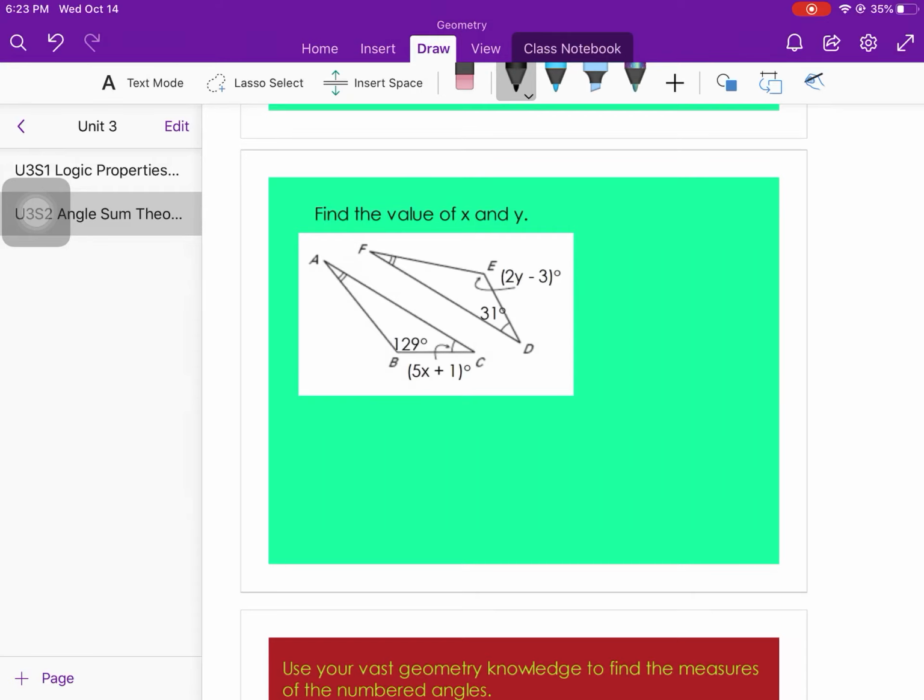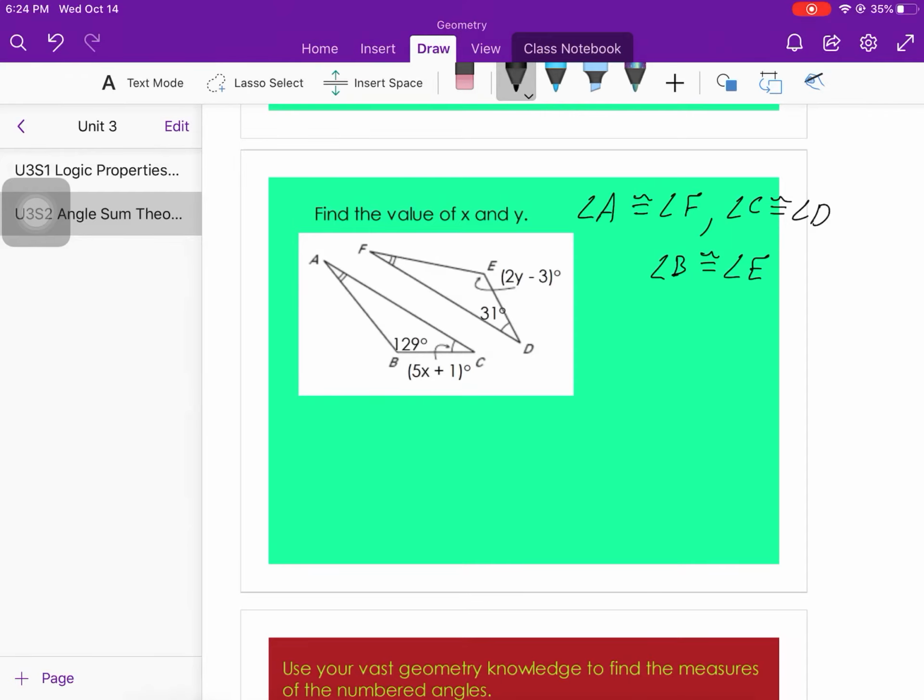So this one says, find the value of x and y. Notice we have the two tick marks for A and F, so that means that angle A is congruent to angle F. And then we have the one tick mark for C and D, so angle C is congruent to angle D. So if those are the same, we know that B has to be congruent to angle E, because that's the third angle, if two of them are the same.